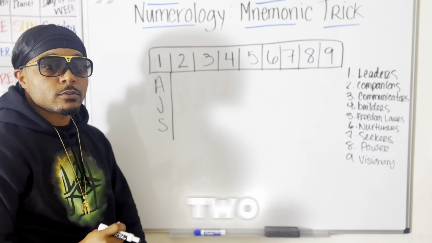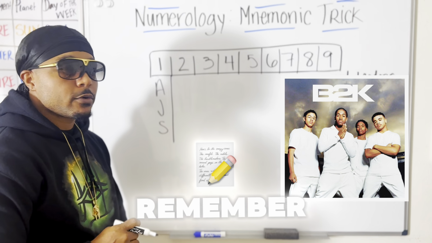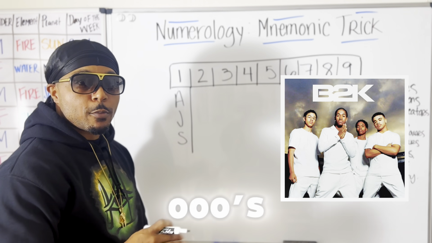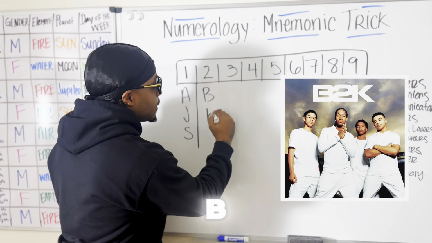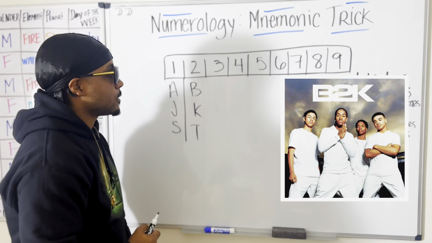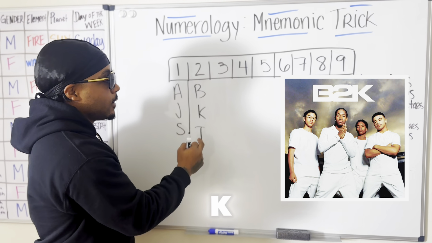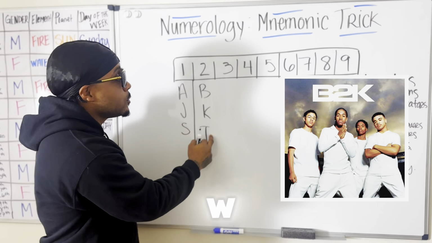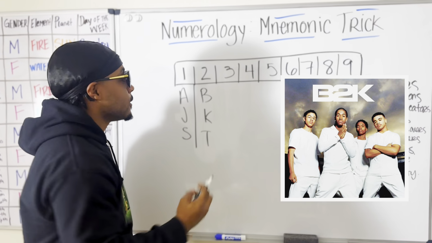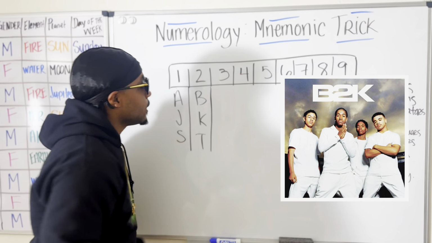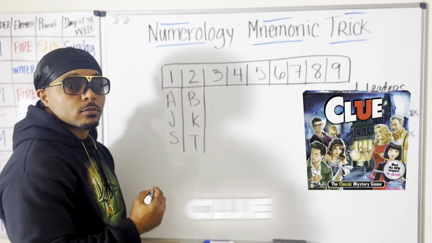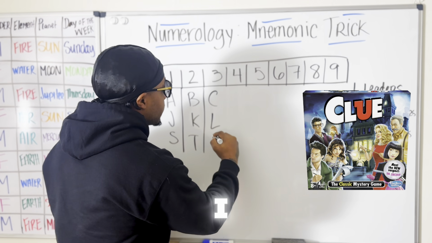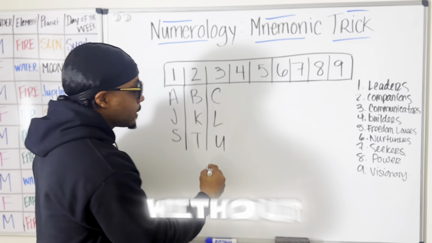Now two, that's B2K. Remember in the 2000s, Omarion, the boy group, B2K? BKT. B2K. Then when I saw the three column, immediately I saw clue, like the board game, without the E.